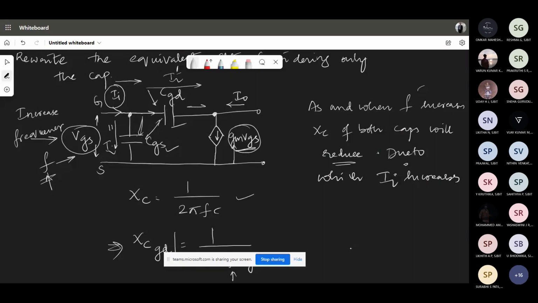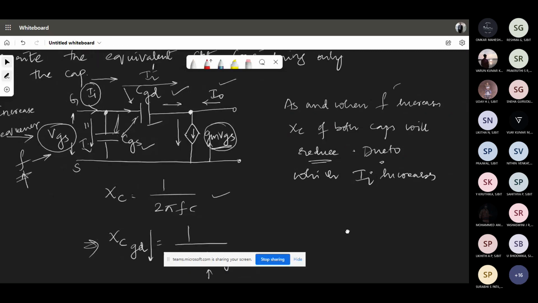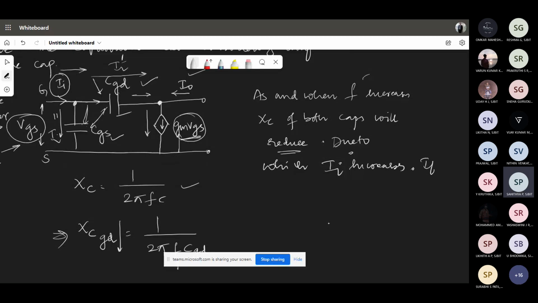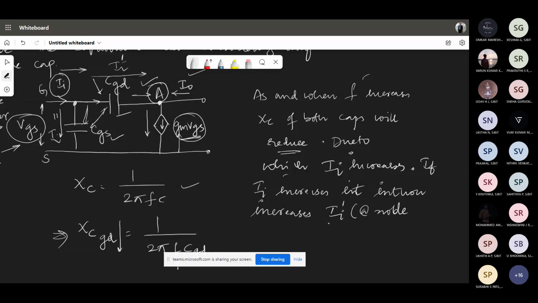If II dash is increasing here, there is a node here, and we have a constant current source which is going out of the node. Two currents are coming into this node, one is II dash, the other is I naught. So what conclusion can we draw now? If II increases, it in turn increases II dash. And what is this II dash? The current coming at this node. Let me call it node A. II dash, which is at node A. And further, what next?